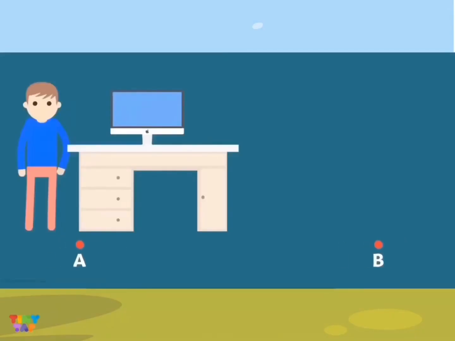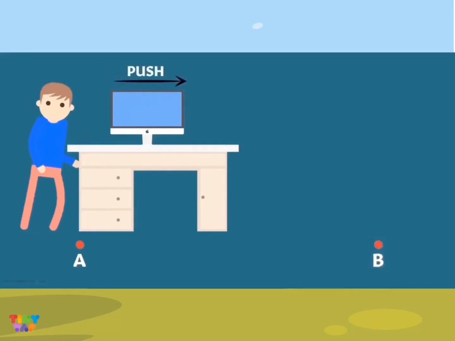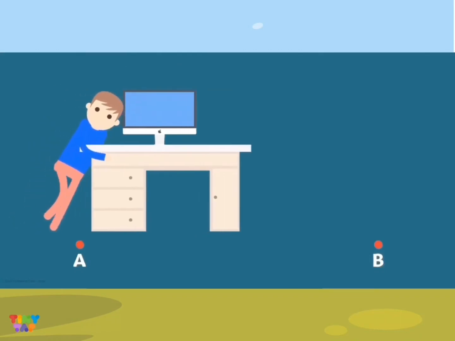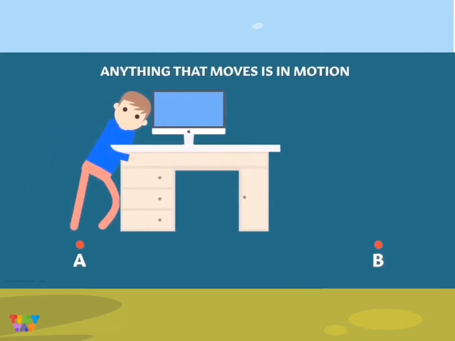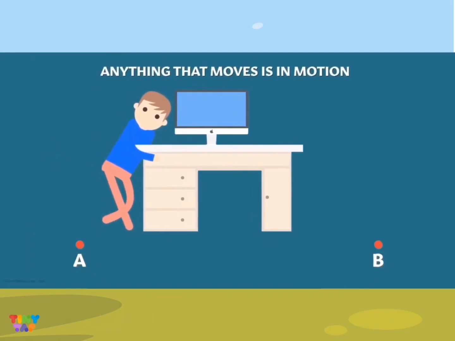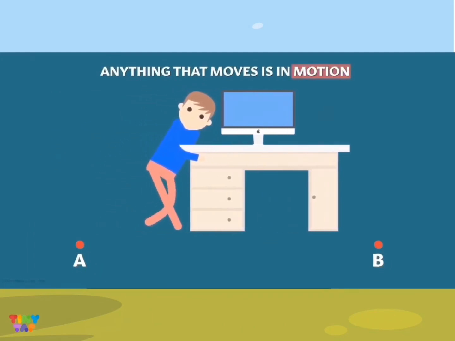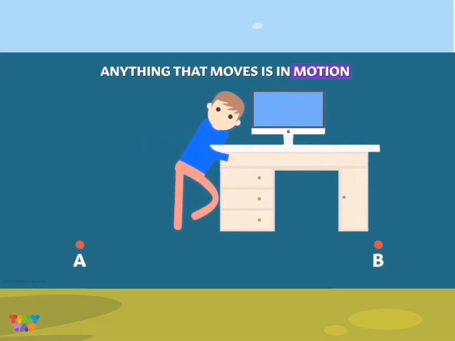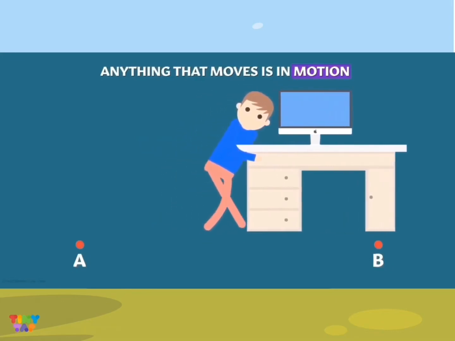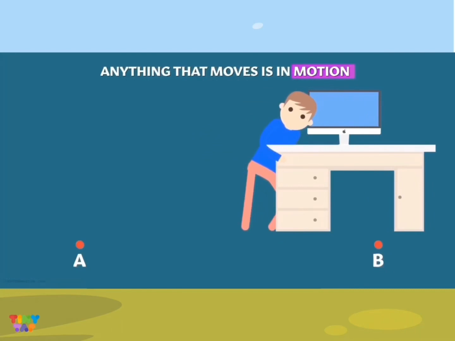Ben wants to move the table from point A to point B. He will push it in that direction of point B. You see that as he pushes the table, it starts moving. We can say that anything that moves around us has motion. So this table is in motion and Ben is also in motion because he's moving along with the table.